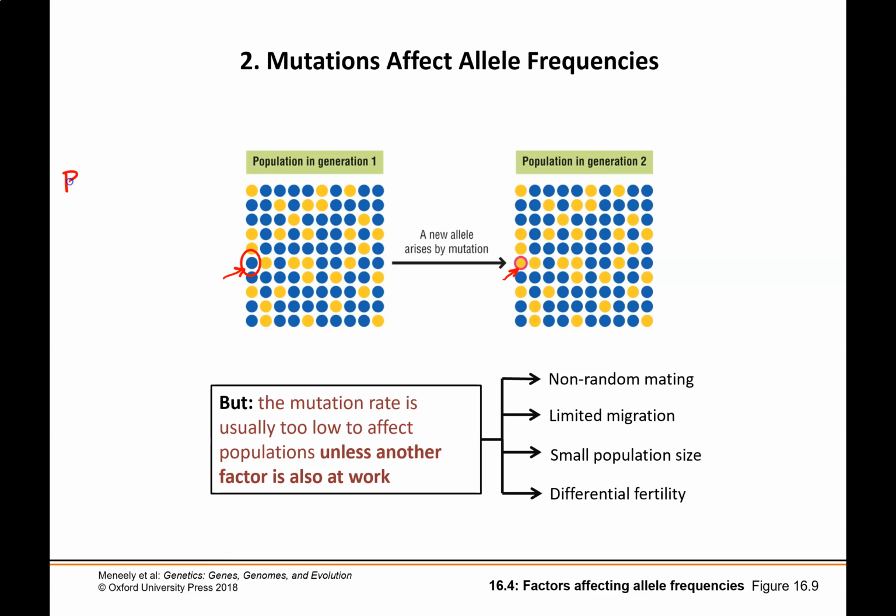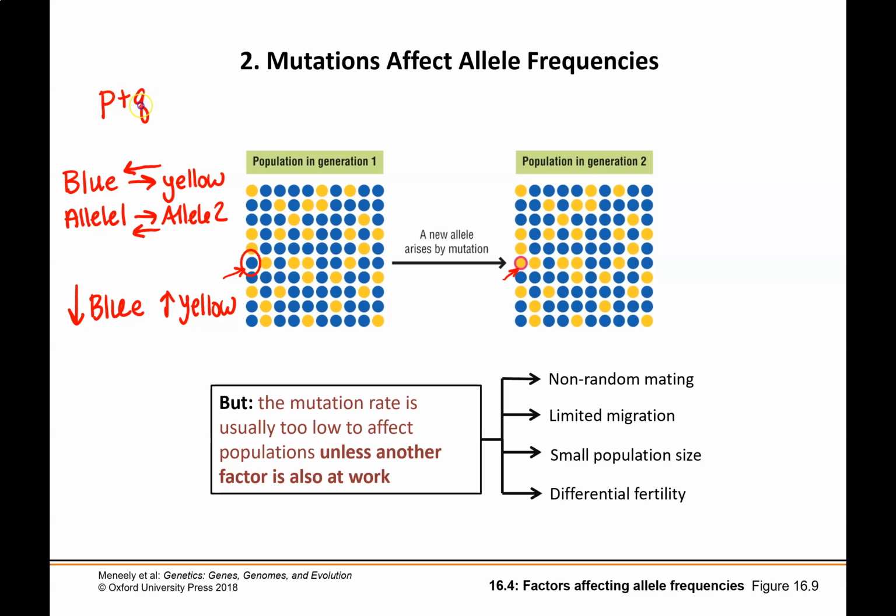There are different ways you can have mutations. You can have mutations where you switch from one allele to another, blue to yellow, so allele 1 to allele 2. Or we can go the other way, from yellow to blue, or allele 2 to allele 1. Now, if we go from blue to yellow, blue is going to decrease while yellow increases, and vice versa. Keep in mind that if one goes up, the other must go down, because P plus Q equals 1. If you increase one, you have to decrease the other.